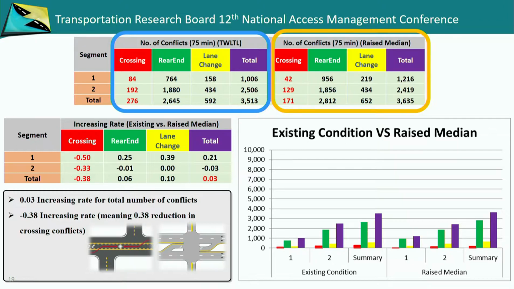SSAM won't identify severity, but it looks at the different types of conflicts. So we assume that the crossing conflicts are the more severe, so that's what we focused more on. You gave it a different weight. Yeah.